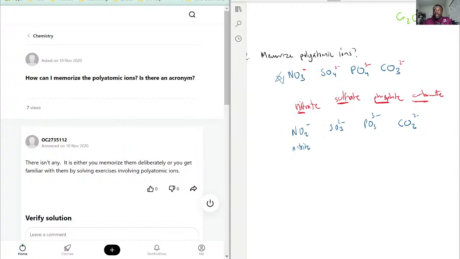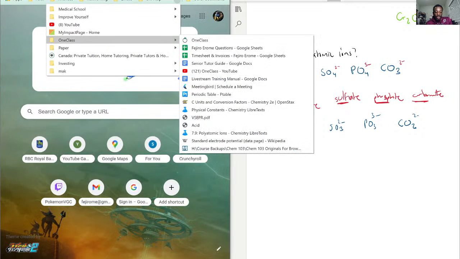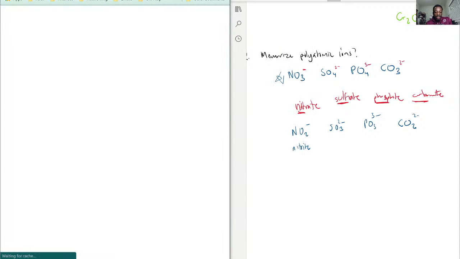In regards to other polyatomic ions, I do have a list here, I believe. Let's see. That will help us familiarize ourselves with them. Polyatomic ions. There we go.